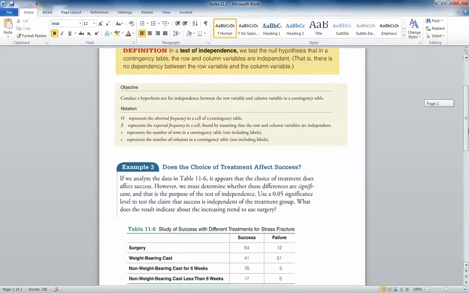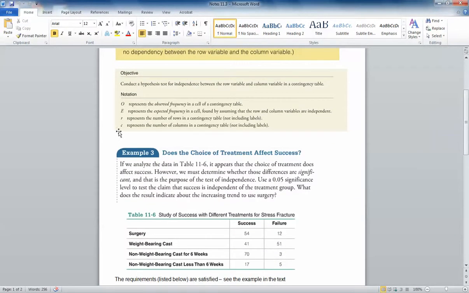So our objective and the values that we use are notation. We're going to learn how to conduct a hypothesis test for independence in a contingency table. O represents observed frequencies. E represents expected frequency in a particular cell, and it's found by assuming row and column variables are independent. R represents number of rows, and C represents number of columns.